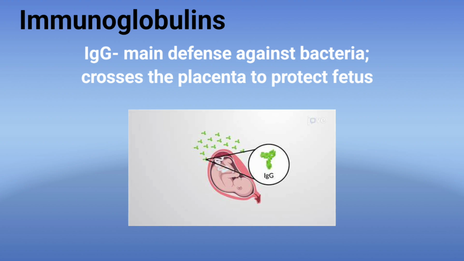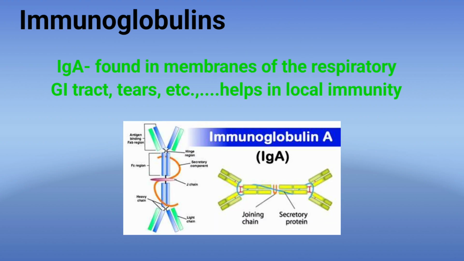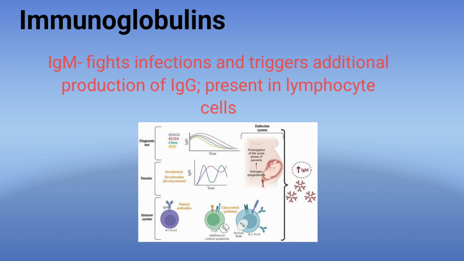The next one is IgA. This one is found in the membranes of the respiratory and GI tracts, and in tears, saliva, and colostrum. It basically protects the body from external exposure. The next one is IgM, which fights blood infections and triggers additional production of IgG. It is present in lymphocyte cells and is the first antibody made by a developing fetus.